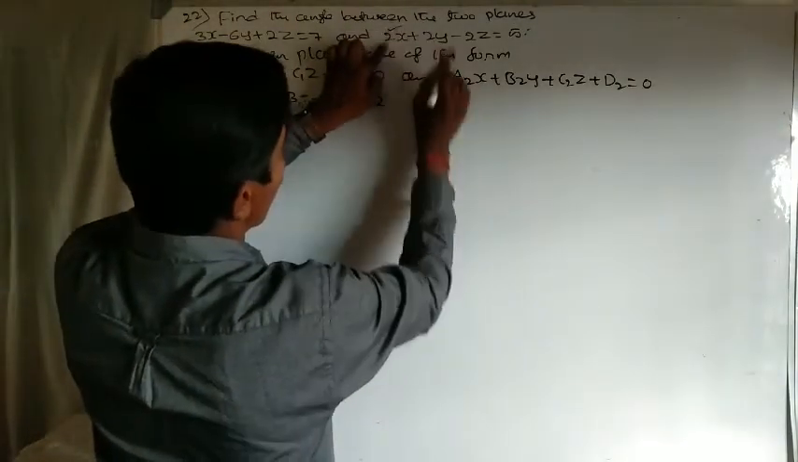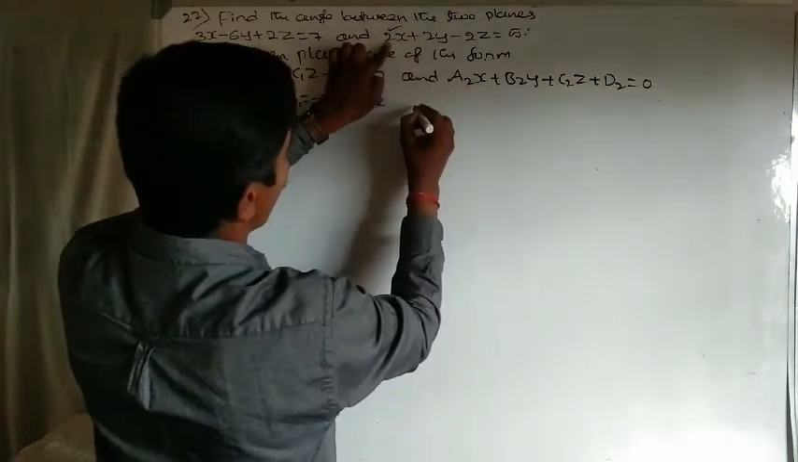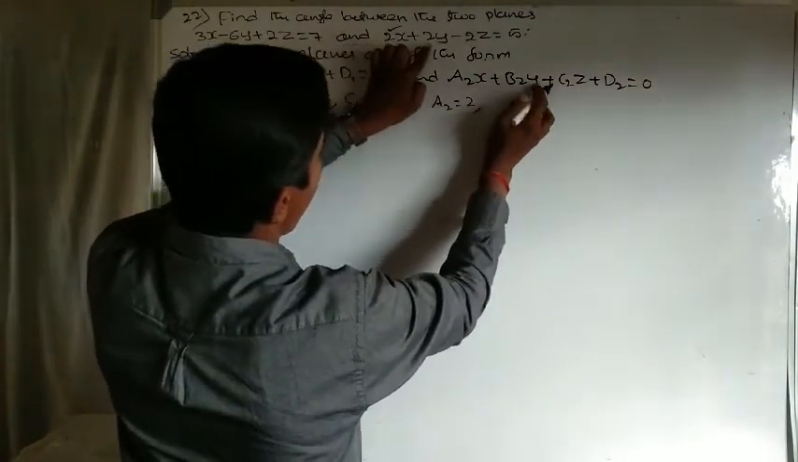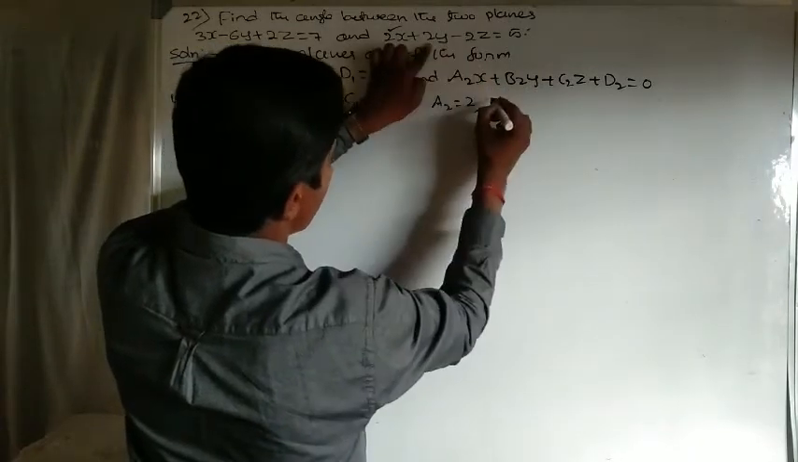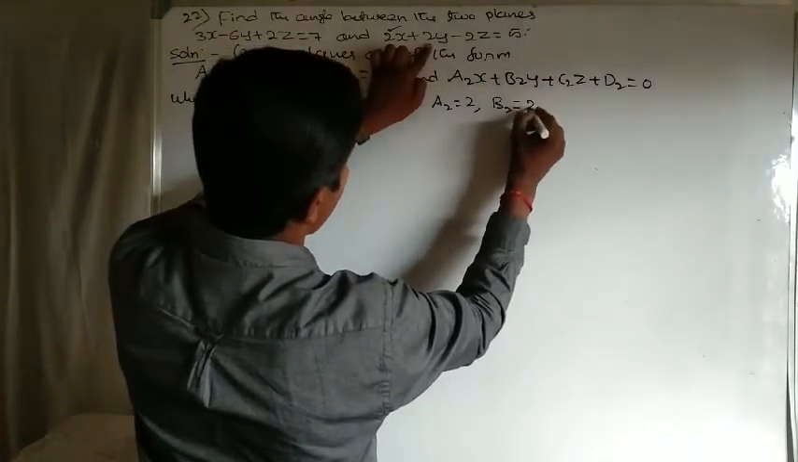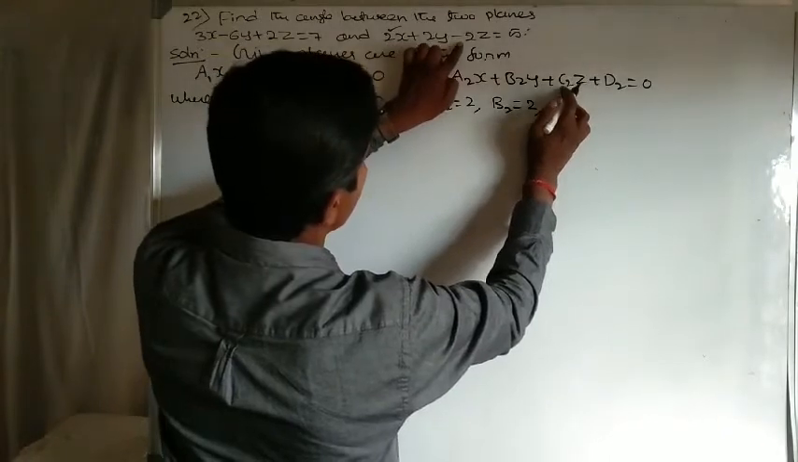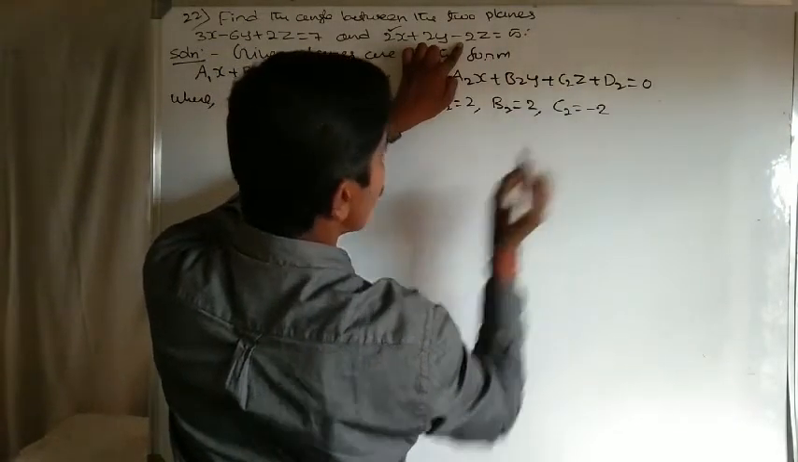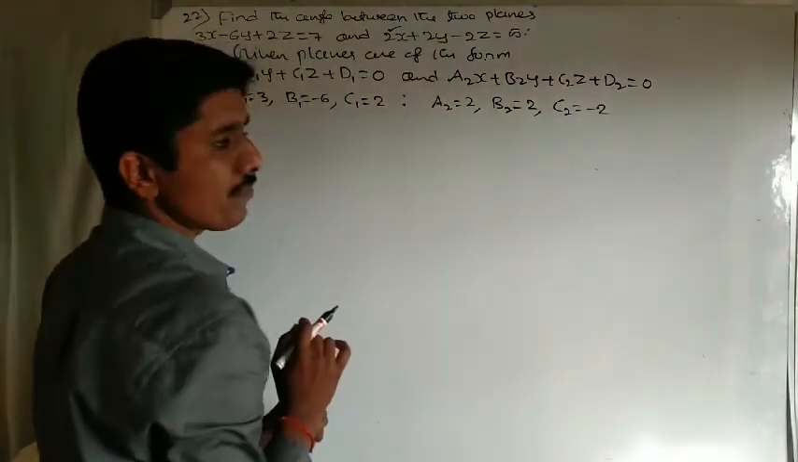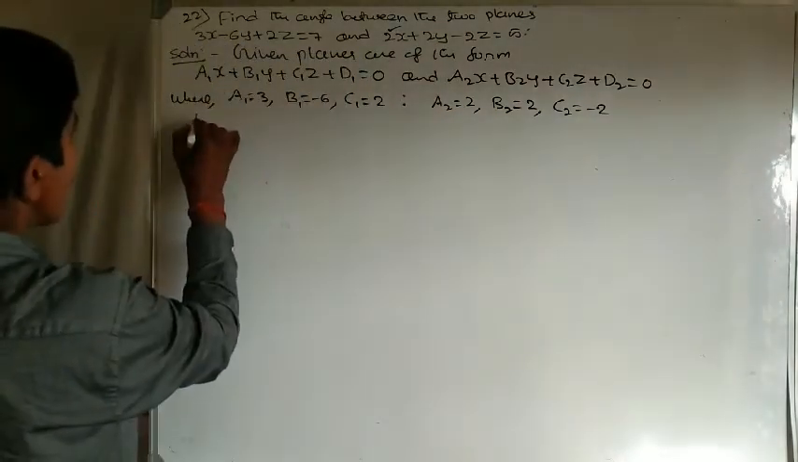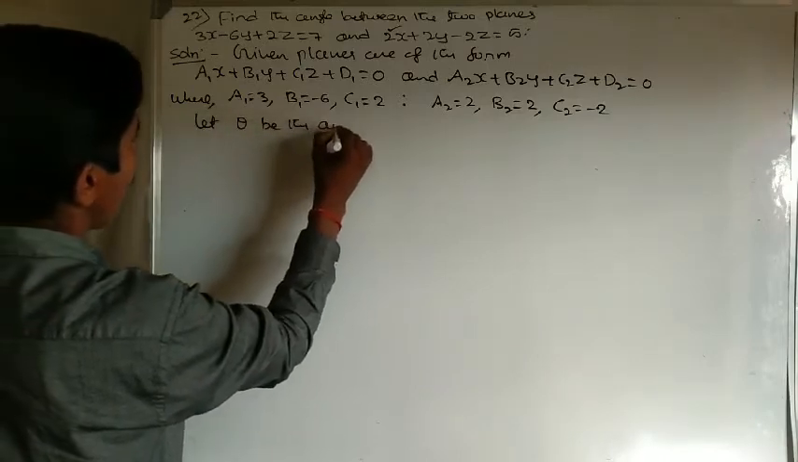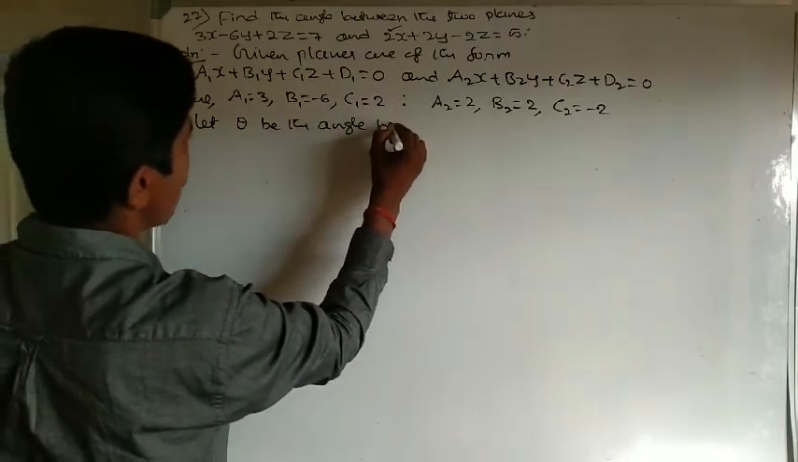X coefficient a2 is equal to 2. Y coefficient b2 is equal to 2. Z coefficient c2 is equal to minus 2. Let theta be the angle between the planes.